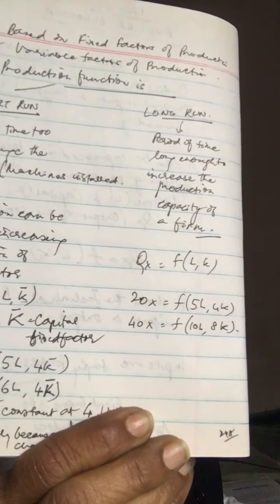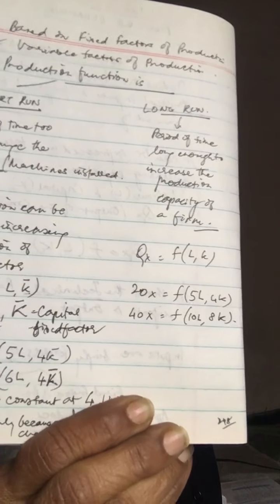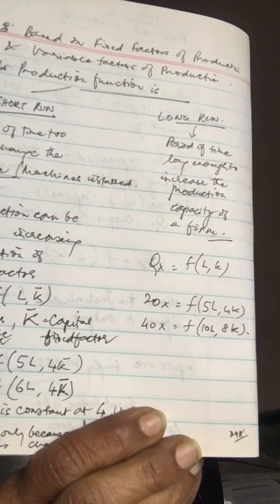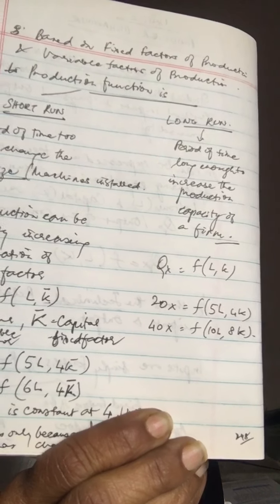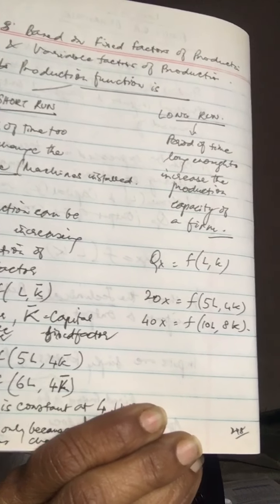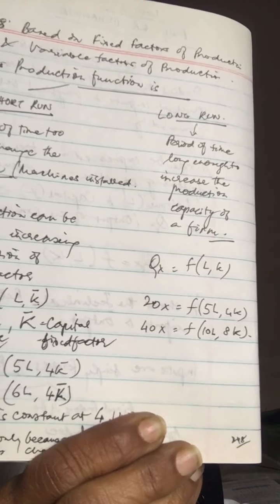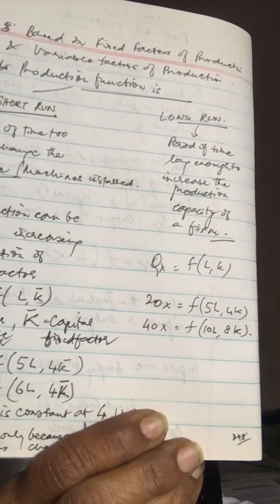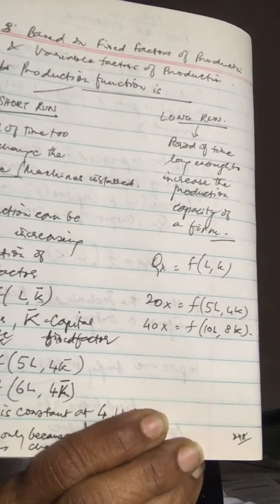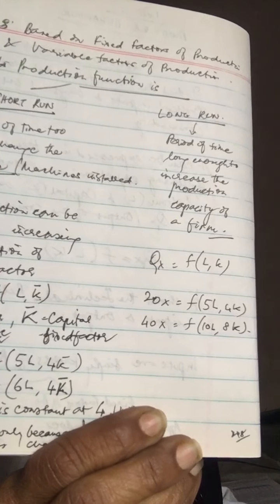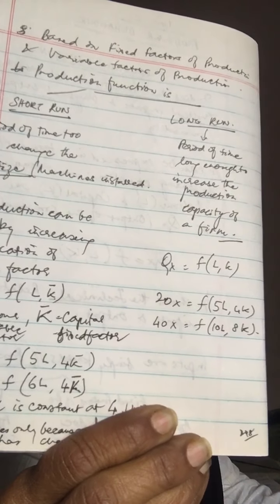So you can see 20 to 40, that is the increase, and you can see that 5 labor and 4 capital, then it is 10 labor and 8 capital. So it is also called sometimes the constant proportion type production function. So it shows the factor ratio which remains constant right from the beginning.